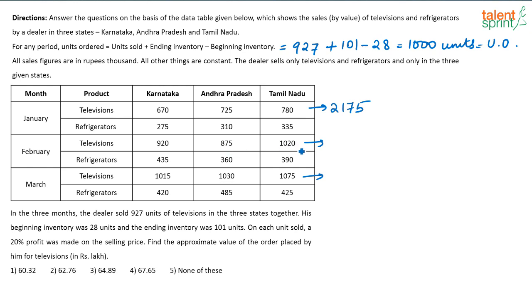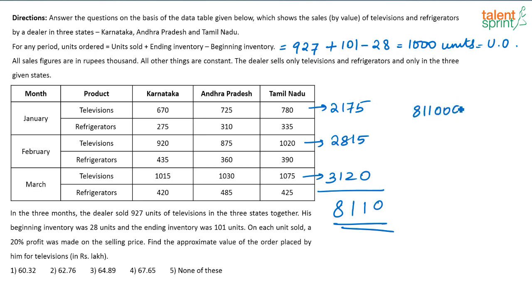Similarly here, 920 plus 875 plus 1020, that is nothing but 900 plus 800 plus 1000, correct? Or 2700 plus 20 plus 75 plus 20, that is 2815. And this will be 3000 plus 15 plus 30 plus 75, which is 3120. Add all this, what will you get? So what is the total sales that has happened here? The total selling price here is nothing but 811 followed by 4 zeros. This is the total sales that has happened.